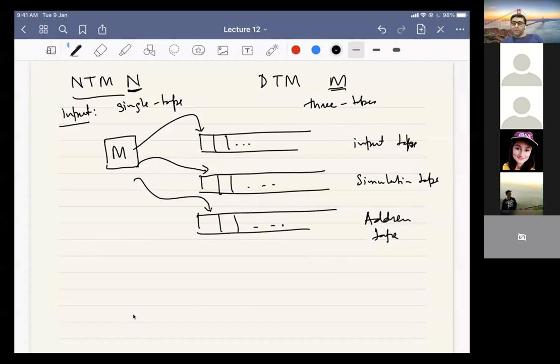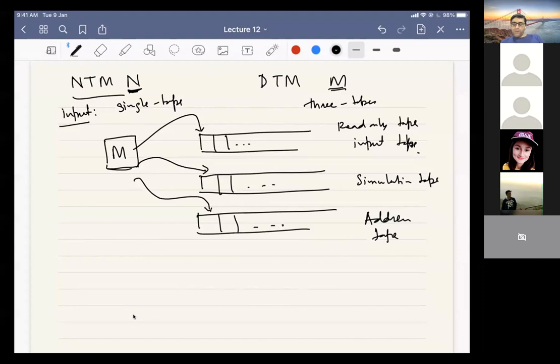The first tape is the input tape. The input tape of this N would be copied exactly into the input tape of M, and this machine M will never make any changes to the input. We make sure that the input tape is never changed. It remains intact. It can read this tape as many times as possible. It can go left or right any number of times, but it cannot make any changes to the tape itself. If it reads zero, that's it. It can read zero, but it cannot write anything. It's a read-only tape.